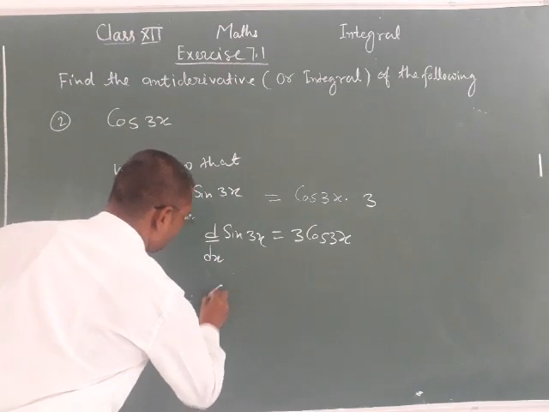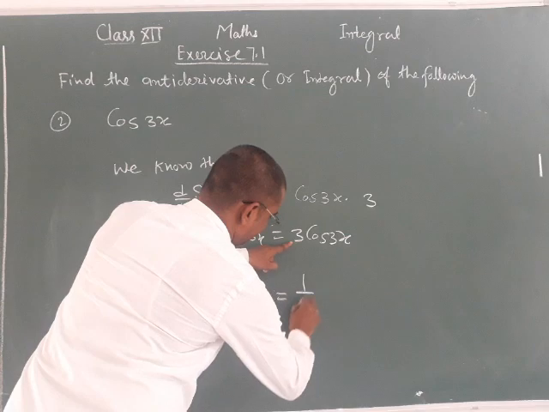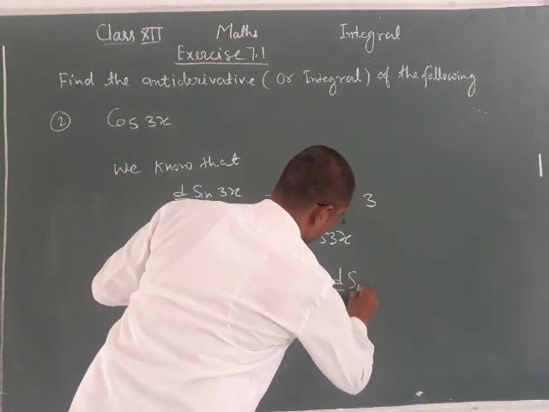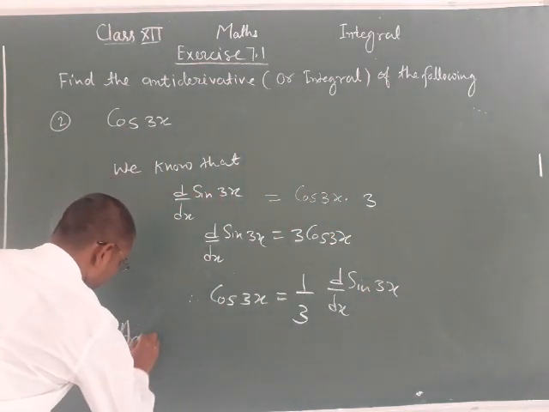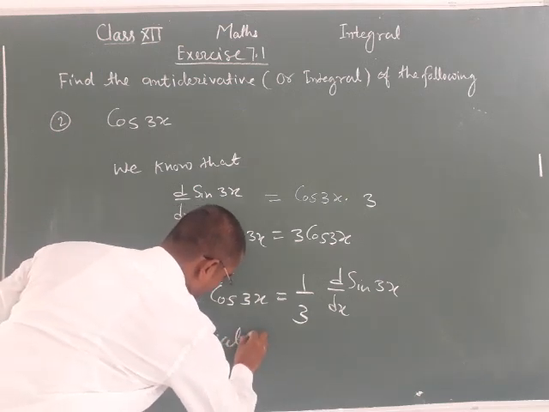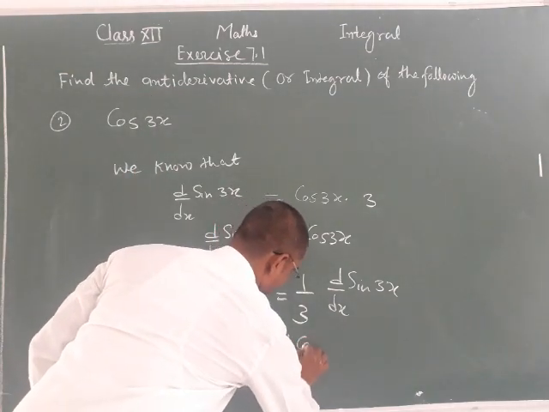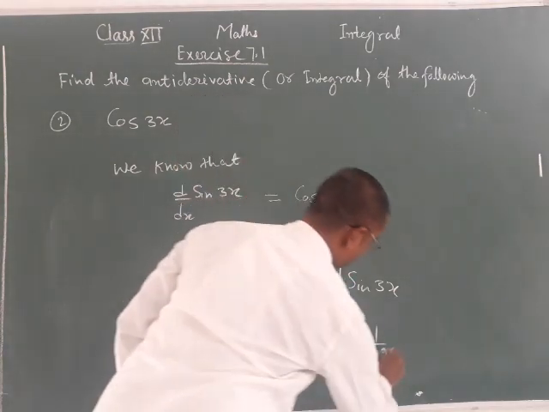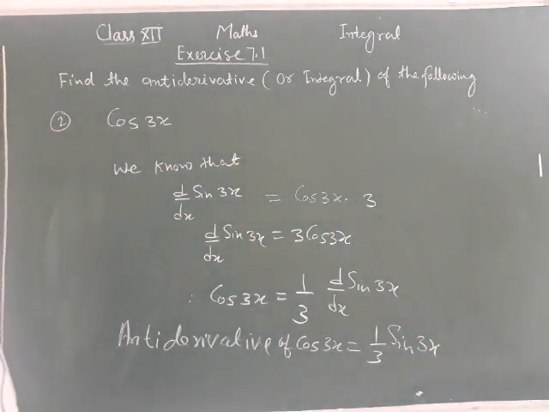Now cos 3x is equal to 1 by 3 d upon dx sine 3x. So the antiderivative of cos 3x is equal to 1 upon 3 sine 3x.